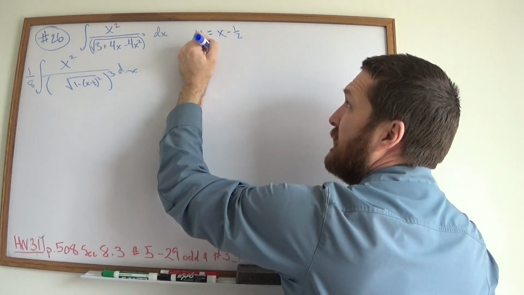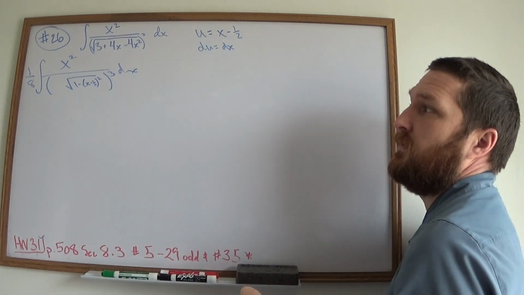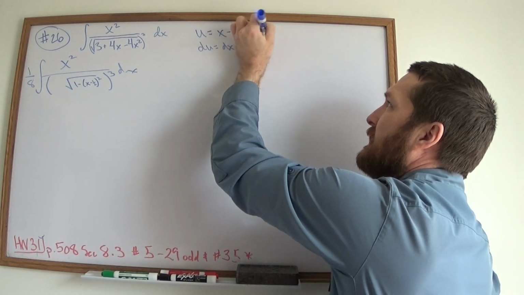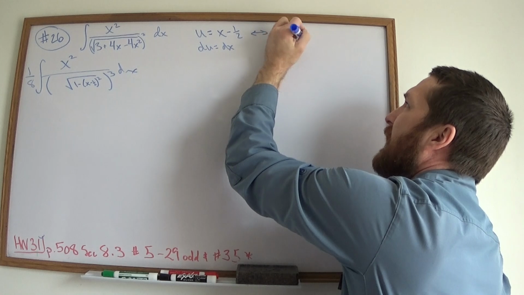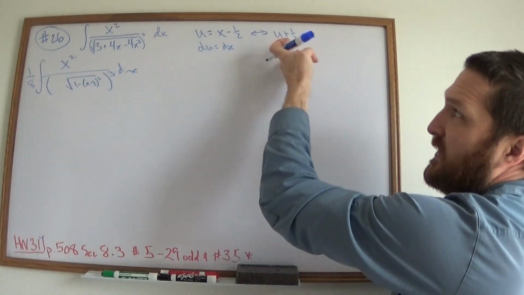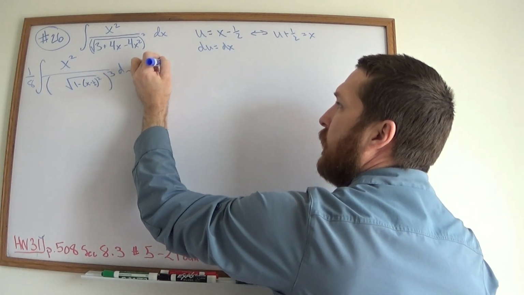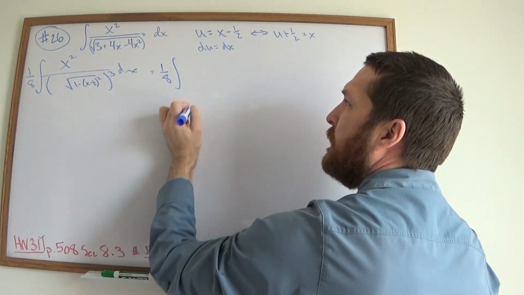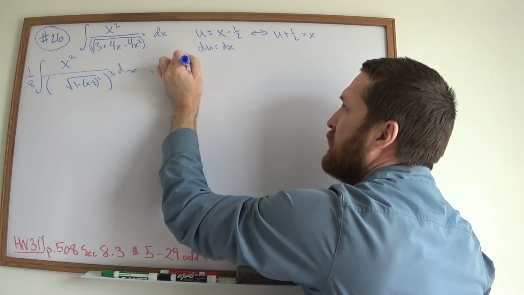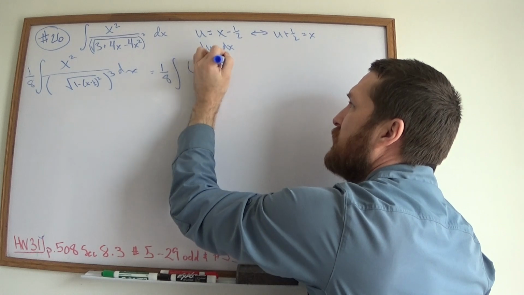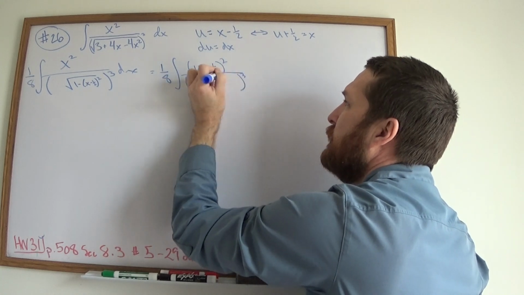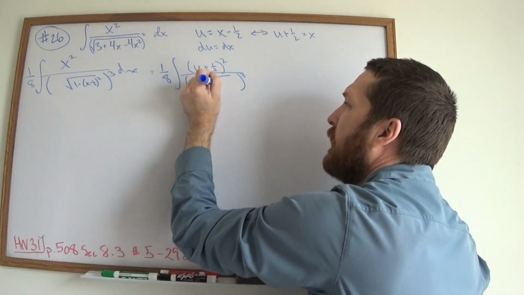Which is nice, because when I do du, it's just dx. There's no crazy stuff to do. I am going to have to rewrite my x in terms of u. But that's easy. This works out to u plus a half is equal to x. And that's not going to be too bad, because it's just squared. We could square that out, no problem. So 1/8 integral. The x squared is now u plus a half squared. In the denominator, we have some stuff cubed, but that denominator is pretty simple now, 1 minus u squared.